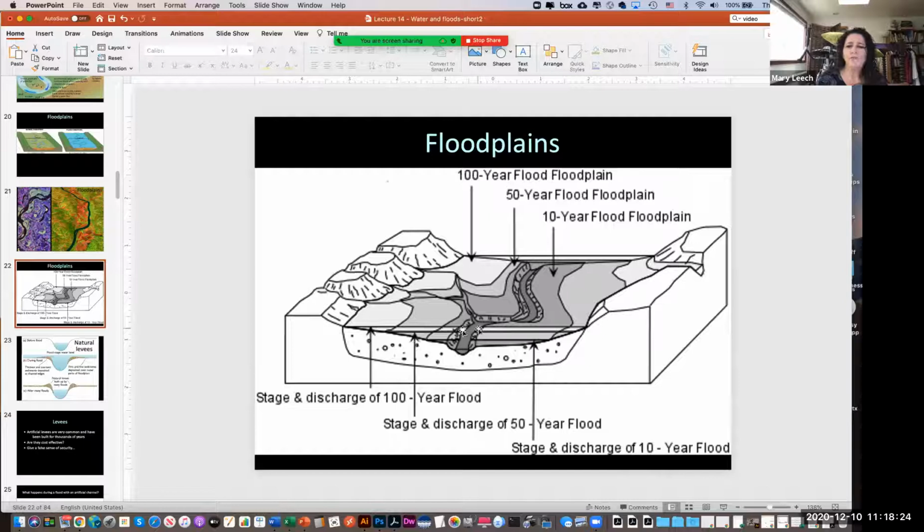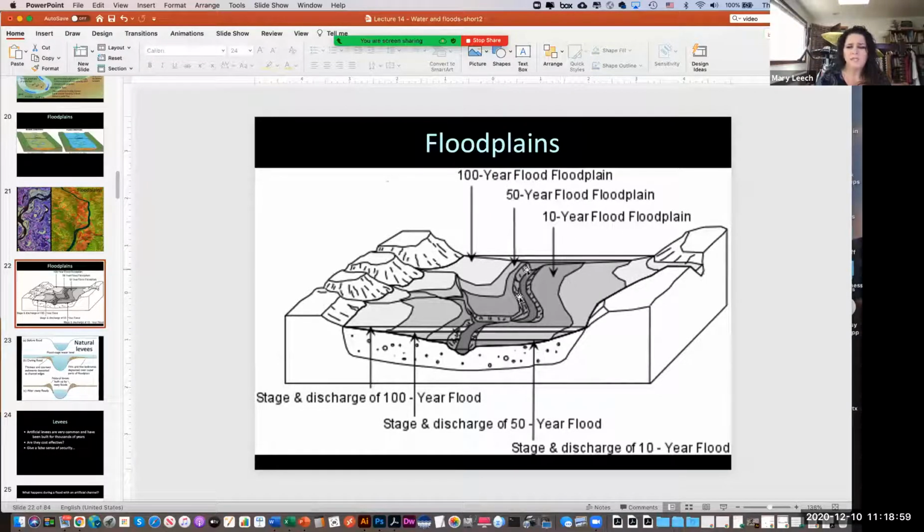So a 10-year flood is smaller than a 100-year flood, right? That sounds reasonable. The 100-year flood is 1 in 100 years. It means you have a 1% chance in any given year of having a 100-year flood. And that's a much higher discharge level, and it fills up that channel to a much higher level than a 10-year flood would.